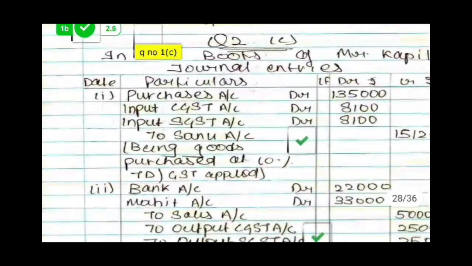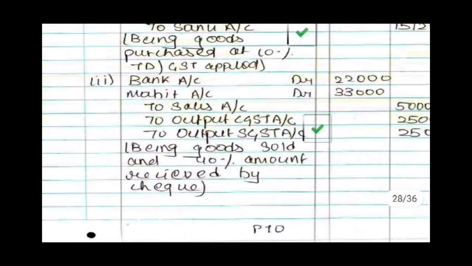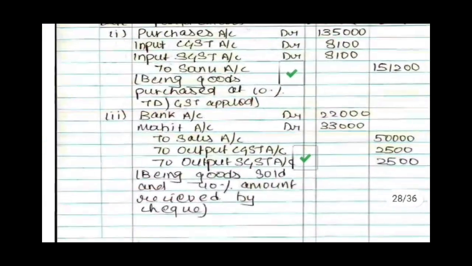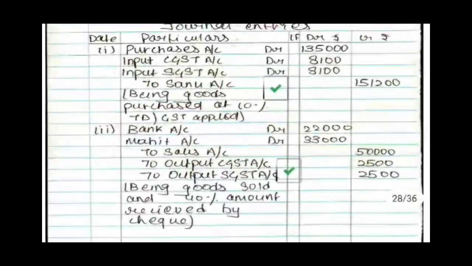Being goods purchased at 10% trade discount, GST applied, bracket closed. This is the narration. You don't have to prepare anything extra. I would suggest you first write the entries, leave 3 lines, write the second entry, and go on solving.